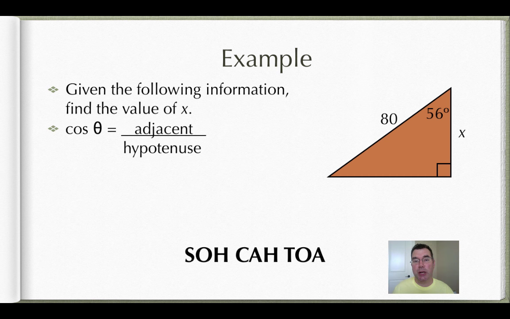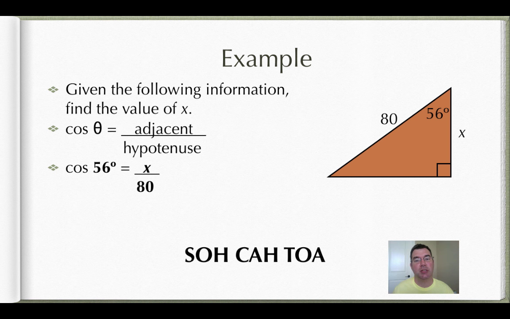So now that I know which ratio I'm using and what it's equal to, I can start substituting in letters and numbers. So the cosine of 56, which is my theta, is going to equal the adjacent x over the hypotenuse 80. So now I only have one unknown, that's my x. Usually I'm going to end up working with fractions, so when I solve these questions I typically cross multiply.